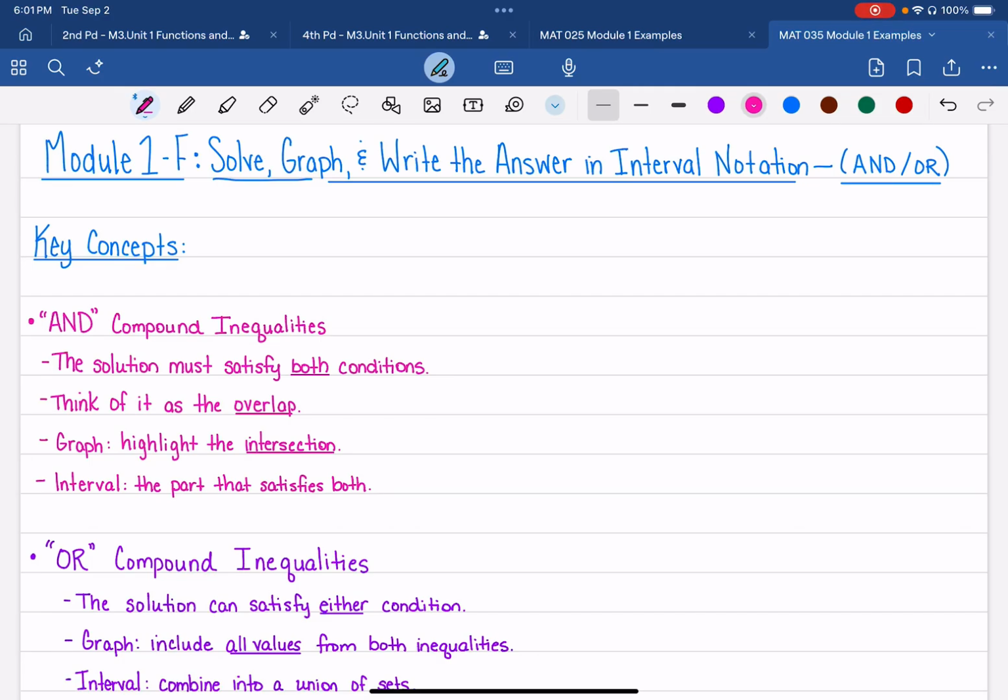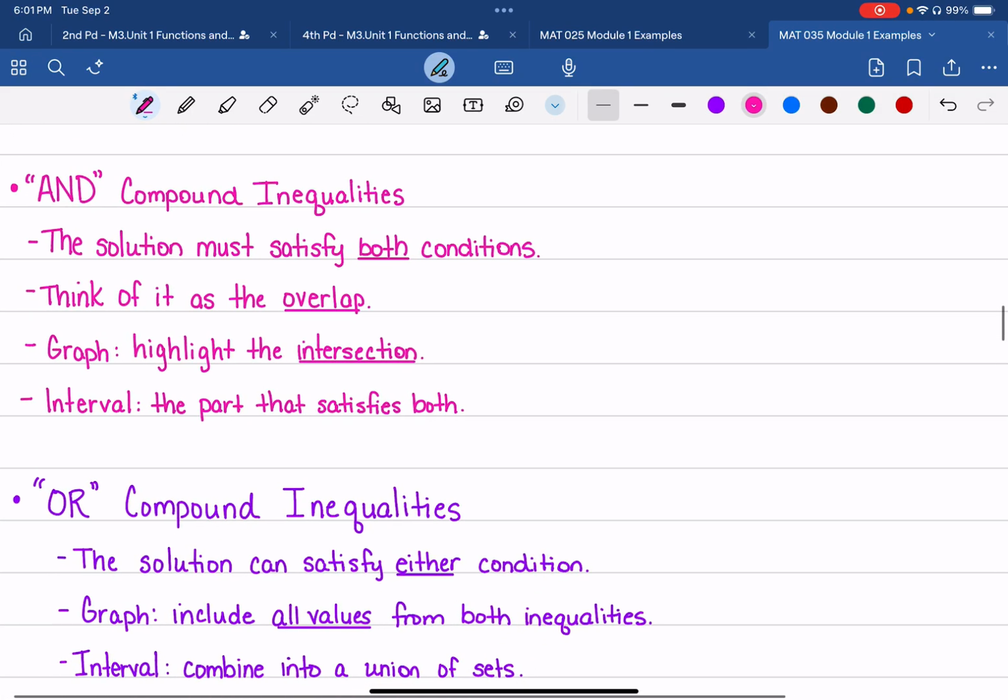In this module, we're going to look at solving, graphing, and answering in interval notation for compound inequalities. In compound inequalities, we have two different types. We can have an and inequality, and then we can have an or inequality. I've got some key ideas here for both.